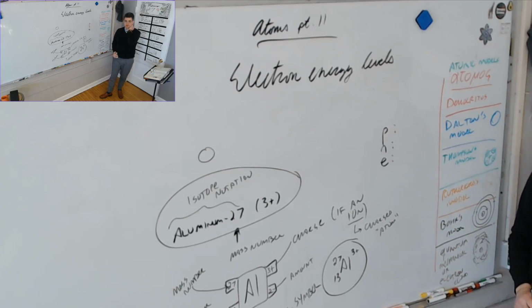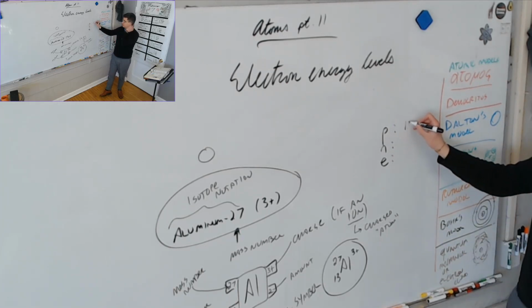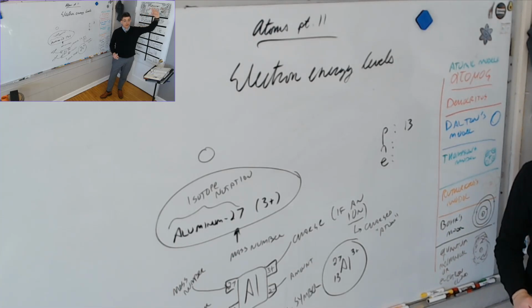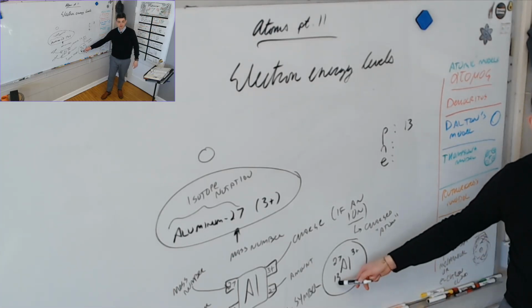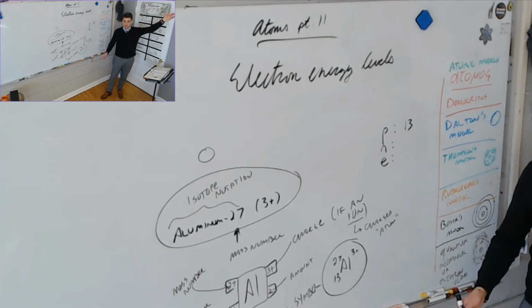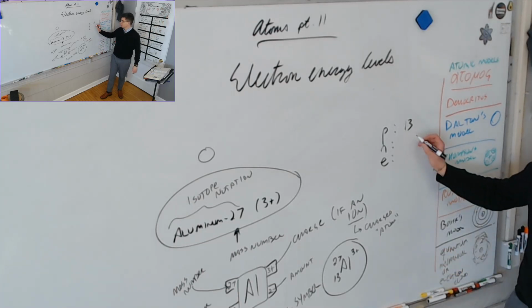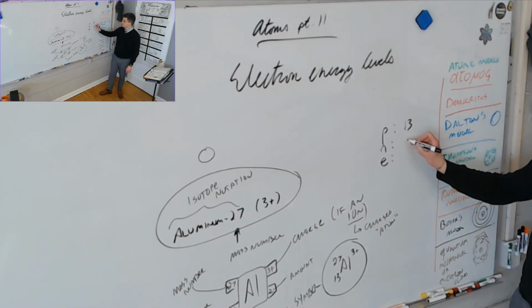How many protons altogether? 13. How did you know? Because it's aluminum. In this notation, you can look down here, but it's aluminum. You should be able to figure out from the periodic table what its number of protons is. How many neutrons? 14.